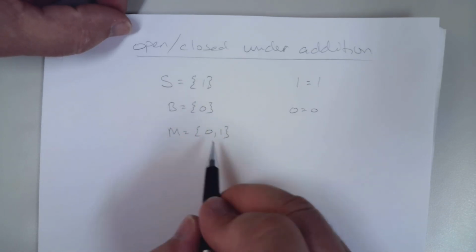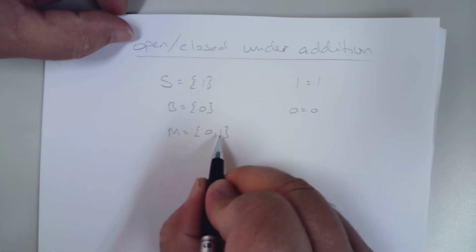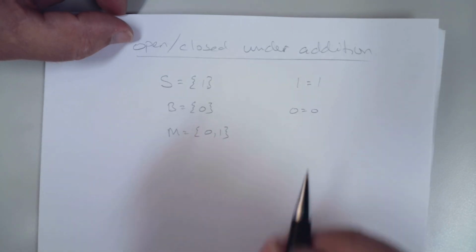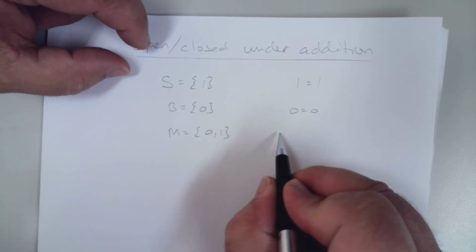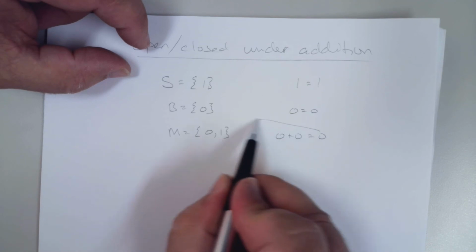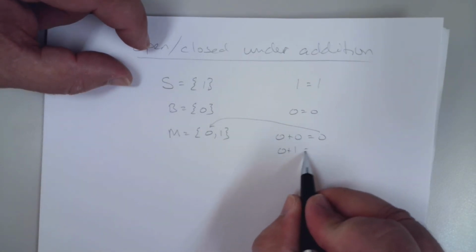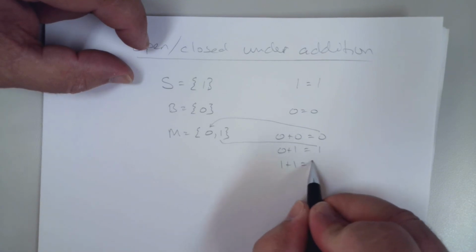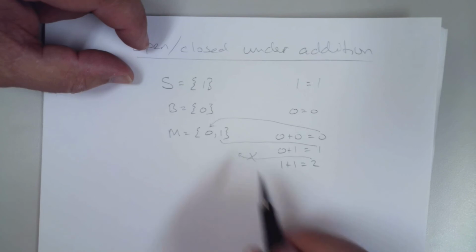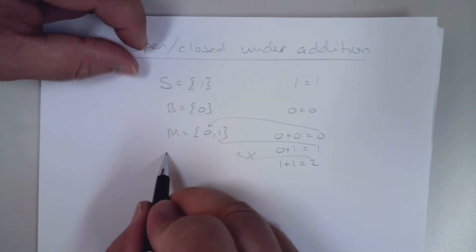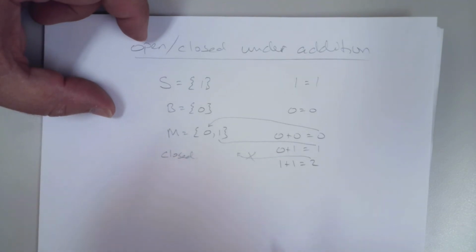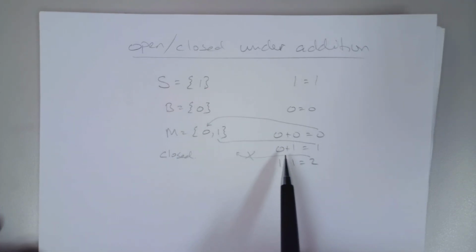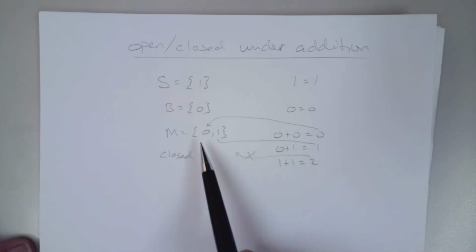Now, if you have more than one element, that means I can take any number inside here and add it to another one. It could be the other one or it could be itself. But if it's closed, that means the answer is inside the set. Like 0 plus 0, the answer is inside the set. 0 plus 1 is 1. That 1 is inside the set. 1 plus 1 is 2, but that's not in the set. So this one is closed under addition. So whatever you have inside the set, you have to be able to add those numbers together in any order, and the answer has to be in that set also.